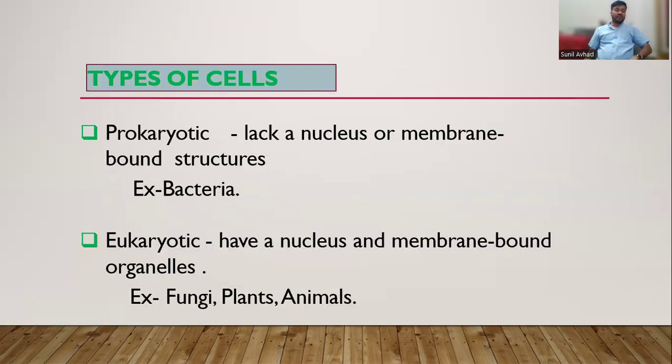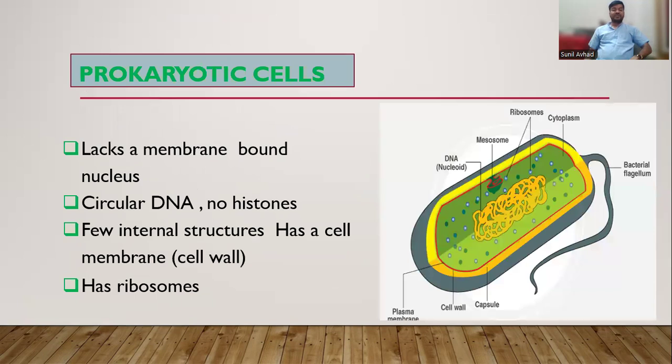Types of cells: prokaryotic, lacking a nucleus or membrane bound structure, example bacteria. Eukaryotic, having a nucleus and membrane bound organelles, examples fungi, plants, and animals. Firstly, we discuss the prokaryotic cell, having a lack of membrane bound nucleus, circular DNA, no histone, a fluid structure with a cell membrane, as well as ribosome. Structurally or diagrammatically, we observe the prokaryotic cell.